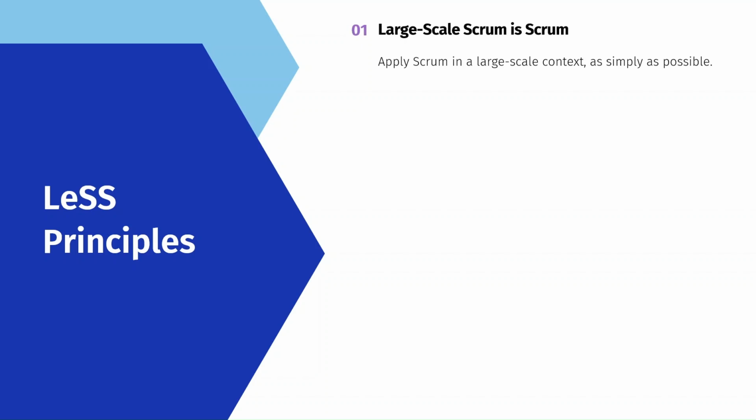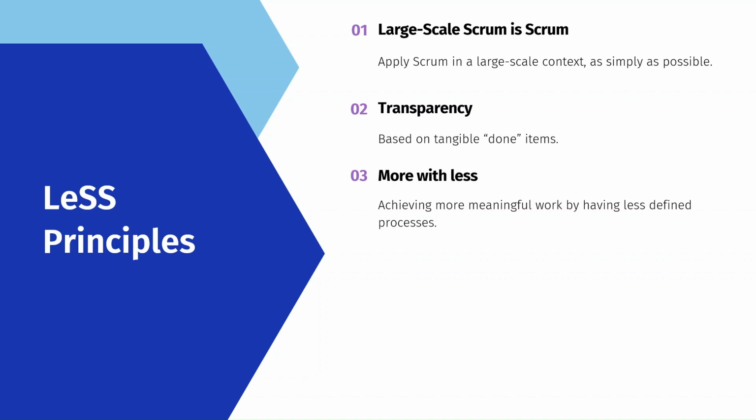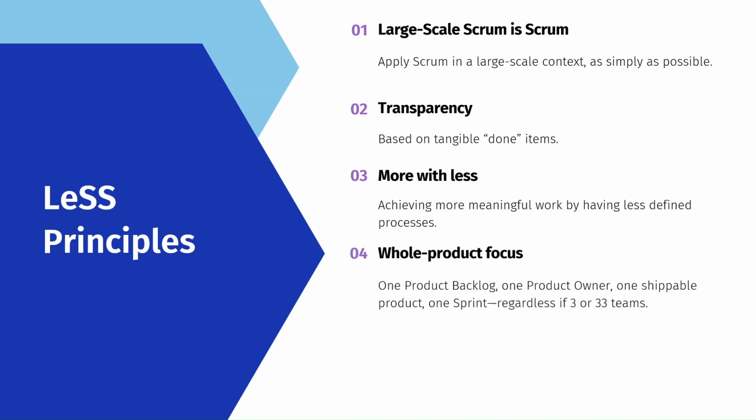1. Large-scale Scrum is Scrum, which means apply Scrum in a large-scale context as simply as possible. 2. Transparency, which is based on tangible done items. 3. More with less, which means achieving more meaningful work by having less defined processes. 4. Whole product focus, which means one product backlog, one product owner, one shippable product, one sprint, regardless if 3 or 33 teams. 5. Customer-centric, which means to focus on learning the customer's real problems and solving them.